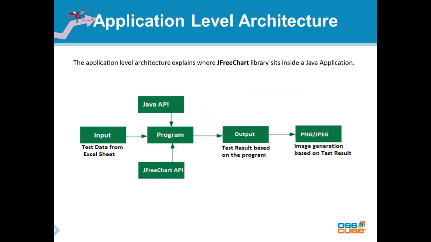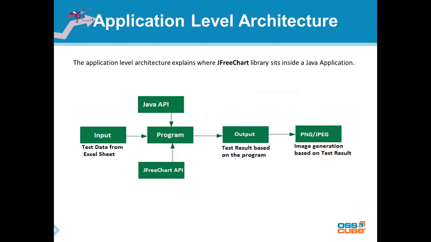We have input, we have program. Program here signifies the Java program basically. A Java file can be a standalone file or a file in a framework. So in that program there are the Java API and the JFreeChart API, which gives you the output, and then the JFreeChart APIs will convert that output into some image. So the procedure is, we have the input test data from an Excel sheet.